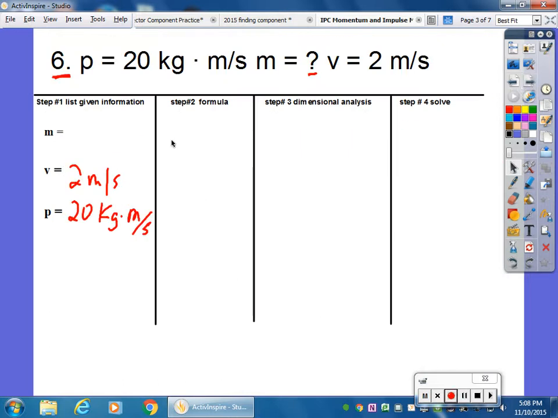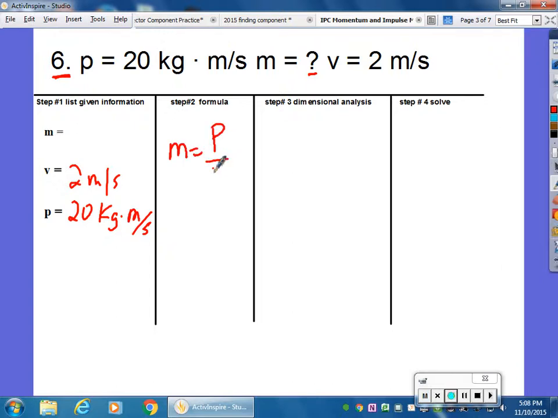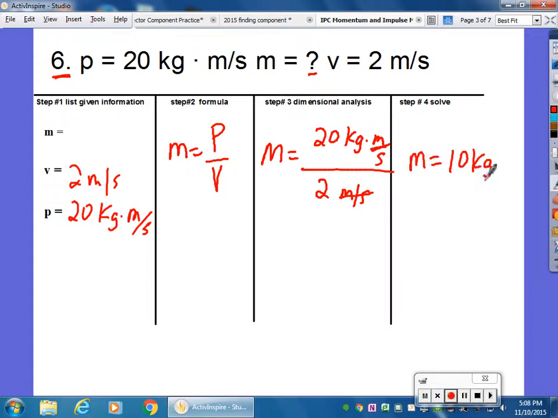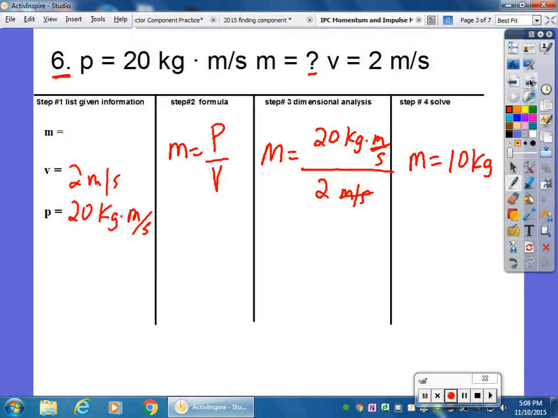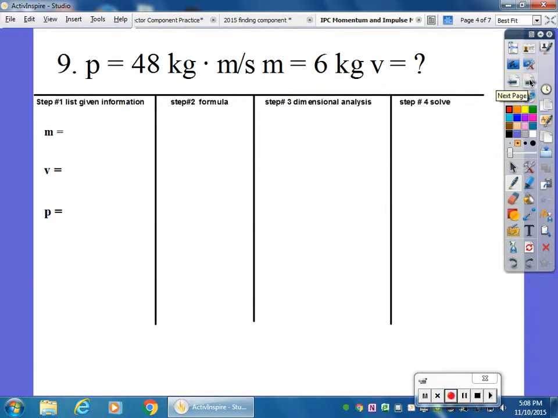So that means your formula here is going to be mass is going to equal your momentum divided by your velocity. Plug that in. Now you just got to plug in the numbers, right? Kilograms times meters per second divided by 2 meters per second. This cancels out, and you end up with a mass of 10 kilograms.